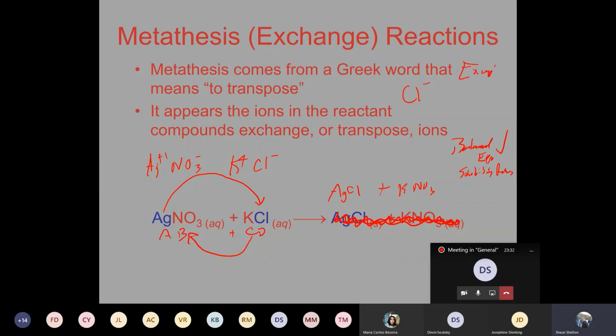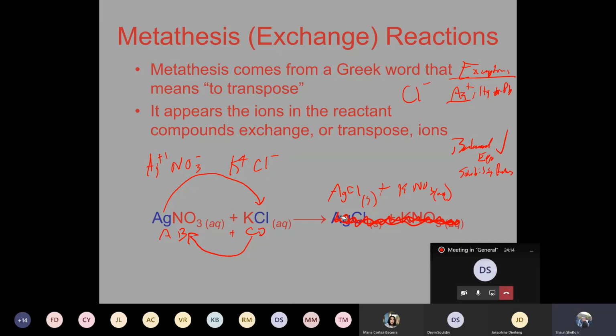And let's look at the exceptions. The exceptions are silver, mercury, or lead. I see that my silver here is one of the exceptions, so that makes this compound insoluble. So we write an S. Remember, the S stands for solid. All insoluble compounds form solids in solution, so we need to make sure we indicate that as a solid. Now, all nitrates are soluble, so that means the other one is aqueous.